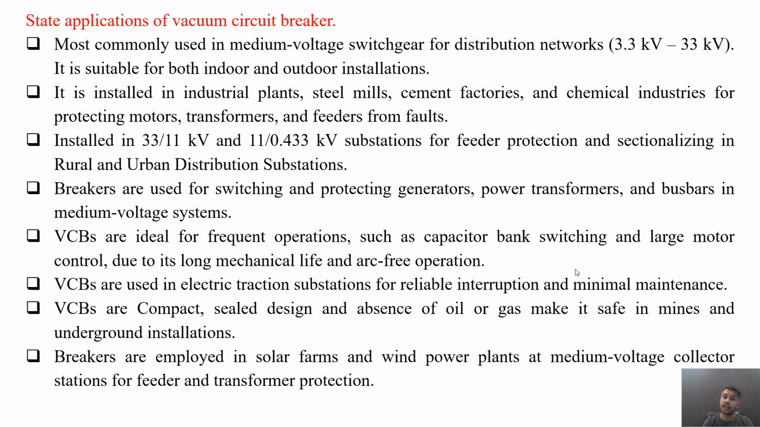VCBs are used in electric traction substations for reliable interruption and minimal maintenance. These VCBs are compact, sealed design, and absence of oil or gas make it safe in mines and underground installations. Breakers are employed in solar farms and wind power plants at medium voltage collector stations for feeder and transformer protection. So these are some applications of VCB.